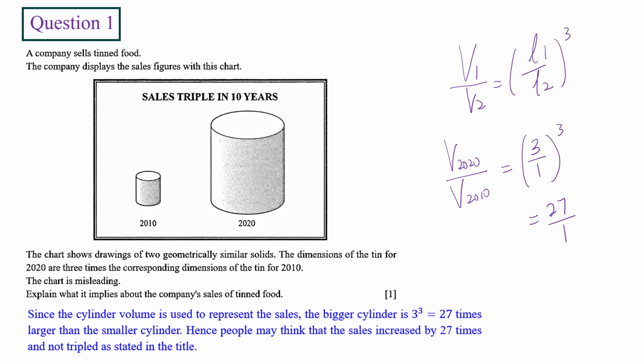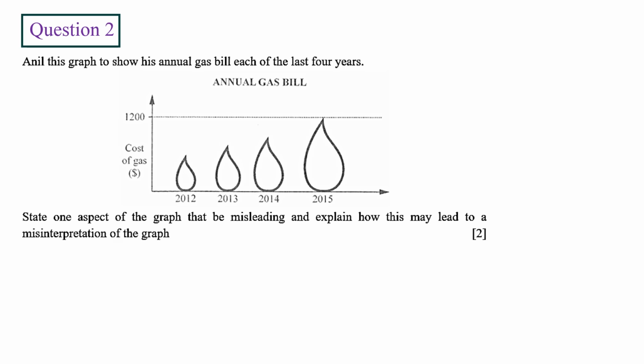So that will lead people to think that the sales increased by 27 times, and it's not tripled as stated in the title. So the marker will have to see this before they can give you any marks. Right, so this is how we answer such a question. Let's look at question 2.